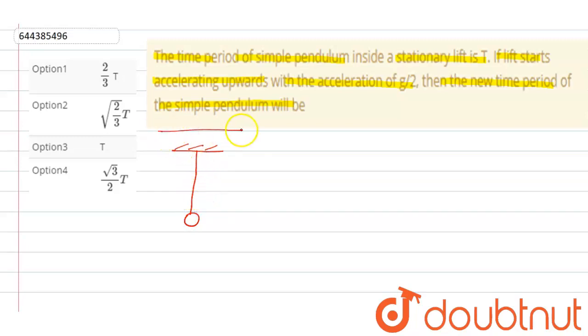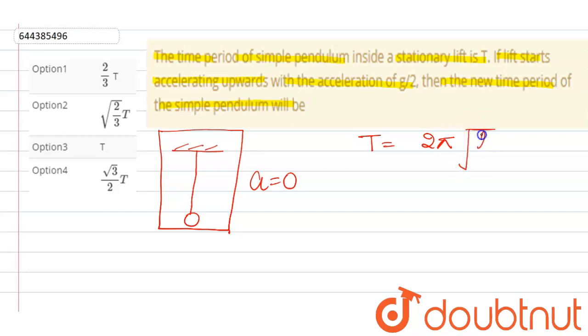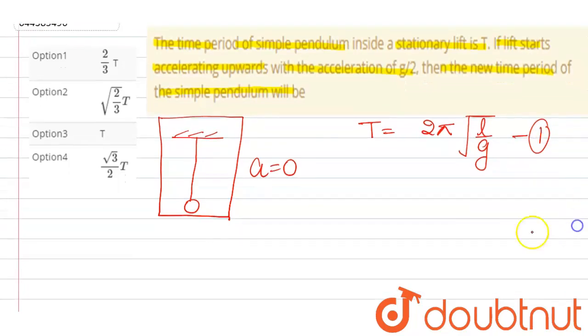So here in the first condition it is written that there is a simple pendulum and it is inside a stationary lift. That means the lift is not moving, neither upward nor downward, it is stationary. Its acceleration is 0. So here the time period can be written as 2 pi under root L upon g. Assume this to be the first equation.